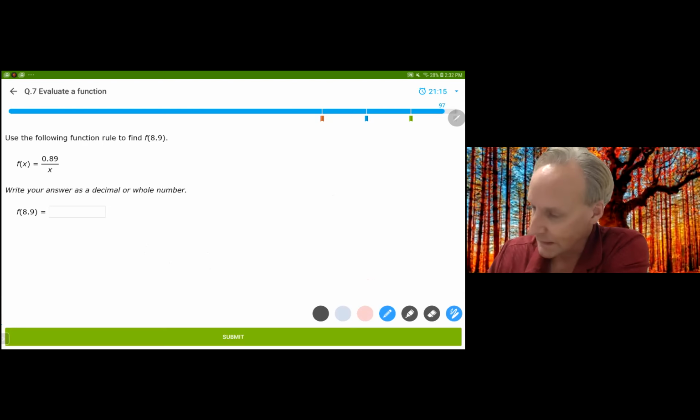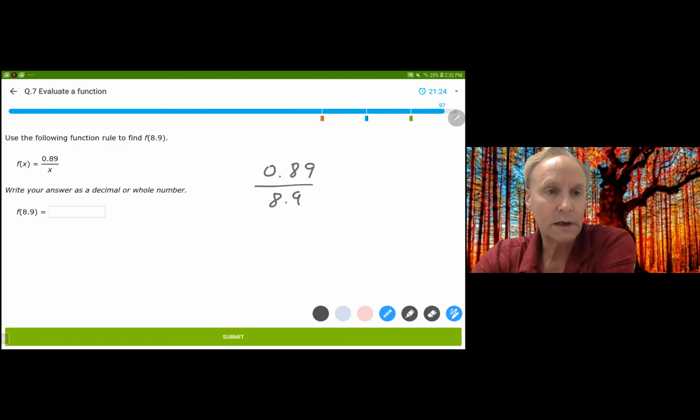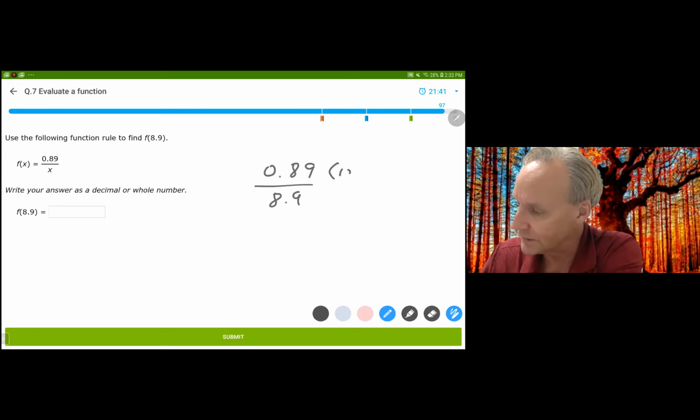0.89, I think I'm going to write this one down, 0.89 over 8.9. A very common problem is that the decimals get mixed up and scary, and they're problematic. What I'm going to do is simplify this fraction first by multiplying the top and bottom by 100. I'm going to multiply by 100 to move my decimals 2 places. And you'll see why I did that in a second.